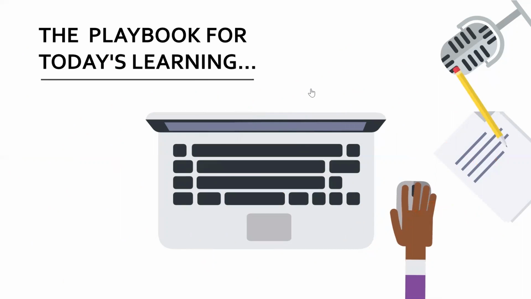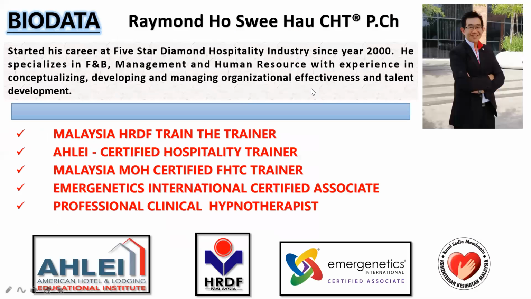Now we're going to move to the next one. A little bit about myself. My name is Raymond, so you can call me Raymond. I started as a hotelier. I worked in hotels for more than 18 years, and my last job was with Genting. I also worked with some of the top hotels like Four Seasons, Berjaya, etc.